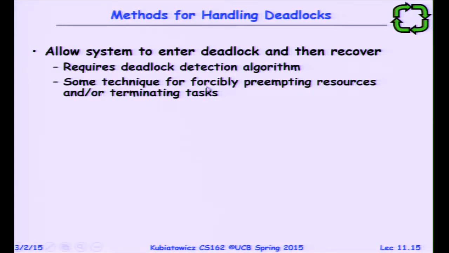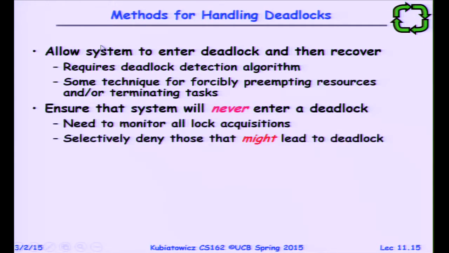Somebody give me an example of how to forcibly preempt resources that you may have heard of before. What is a method of recovering from deadlock that you may have heard before? Anybody think of any of these? Reboot, yes. What's a less drastic one? Yes? Yeah, you do a database rollback, right? You roll back to a previous state, start over again.